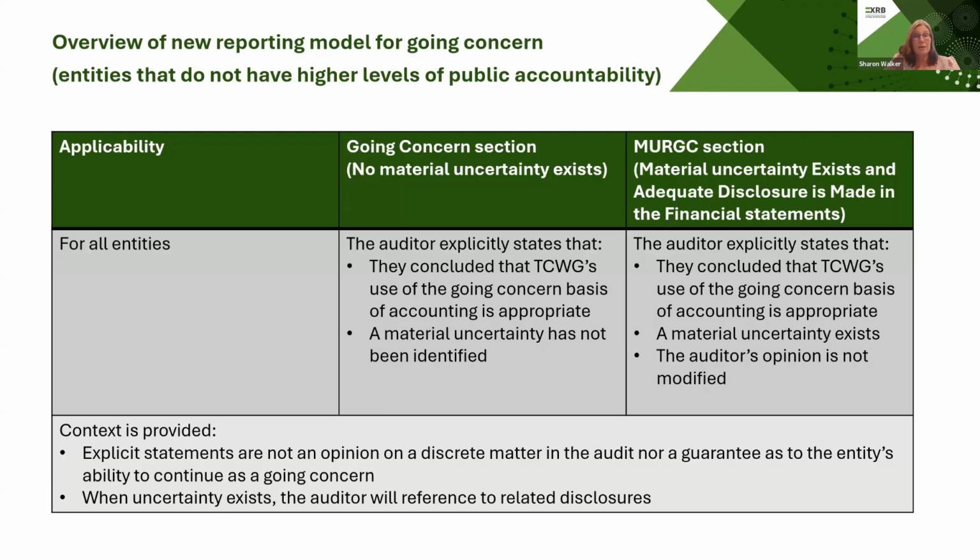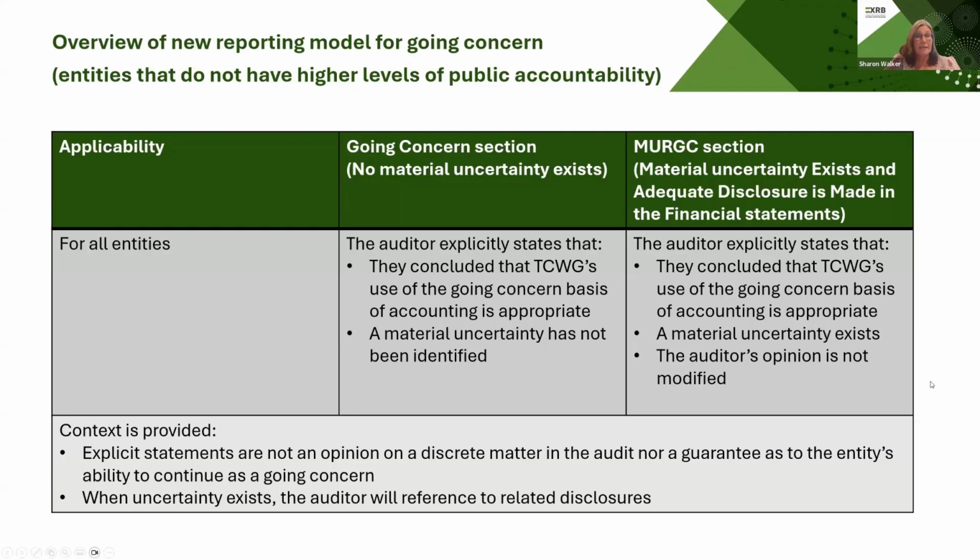If the report includes a material uncertainty section, then the auditor would state that a material uncertainty exists and would include a reference to the related note disclosure, and also state that the auditor's opinion is not modified in respect of the matter. The auditor's report also includes statements that the auditor's conclusions on going concern are made in the context of the audit of the financial statements, and that is not a guarantee as to the future viability of the entity.